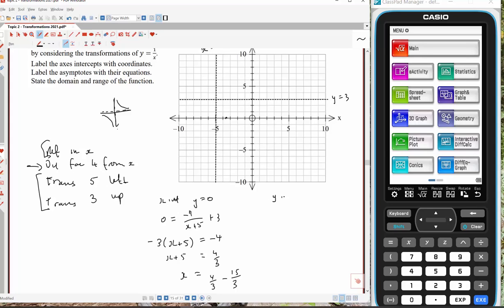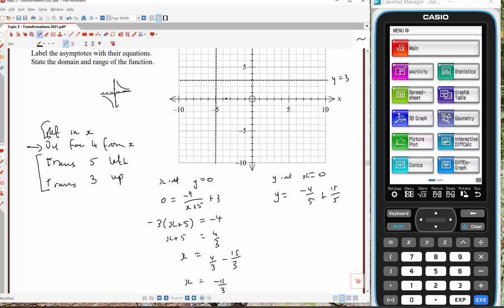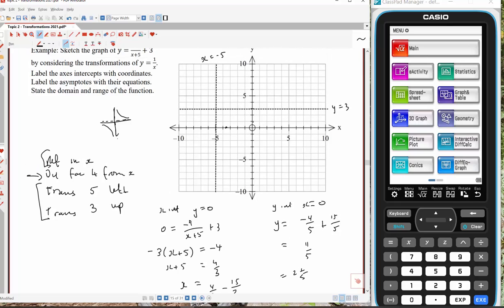The y-int occurs, of course, when x is equal to 0. So we're going to pop x equals 0 into the function. Then we're going to get y equals -4 on 5 plus 15 on 5. And that is going to be, what's that, 11 on 5, or 2 1/5. So here's 1, here's 2, here's 2 1/5 right here. So you're going to do a hyperbola through those points there, and then match it for symmetry there.